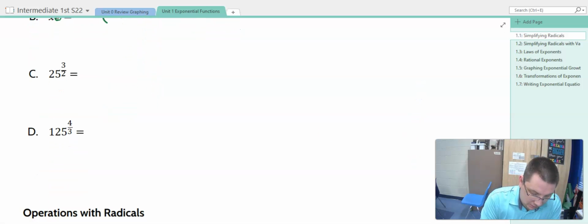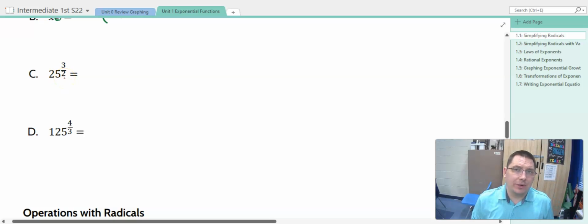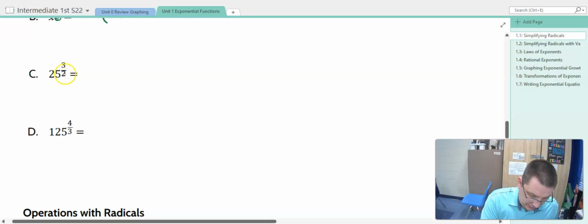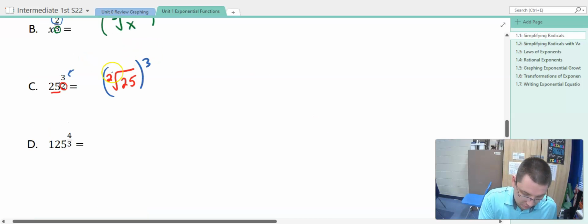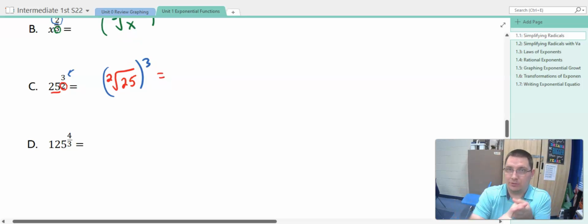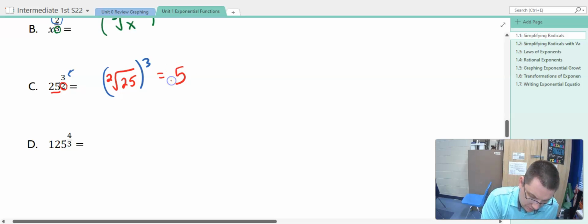So in C, 25 to the 3/2 power. So again, the 2 is our root, so we're taking the square root of what? 25. And we're raising that to what power? The power of 3, because that was the numerator of the power. And so we can ask ourselves, what is the square root of 25? Well, what times itself gives us 25? That's 5. And that's still being raised to the 3rd power.